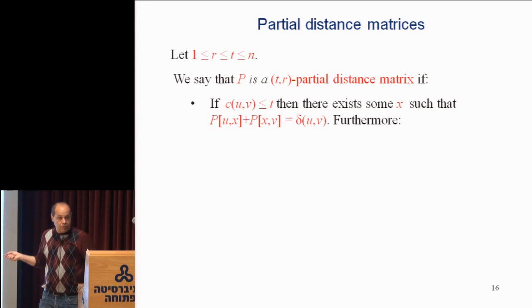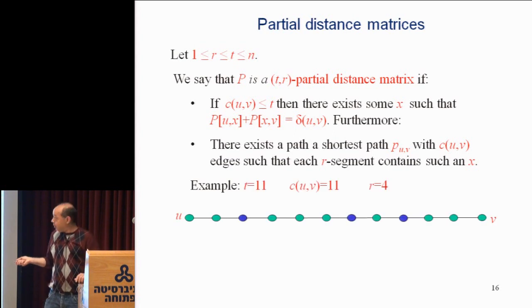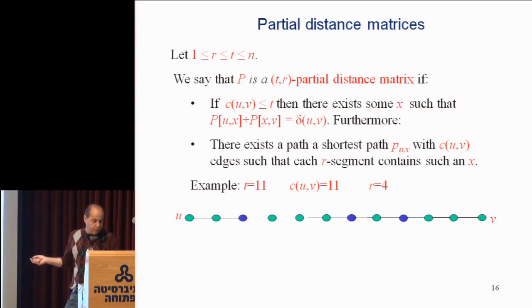We don't only want one witness, we want many witnesses. If you give me a shortest path from U to V, which realizes CUV edges, not only will it contain a witness, it will contain a witness in every R consecutive segment of the path. Here is an example. Suppose U and V have CUV equals 11, they have 11 edges on this path. If these three blue ones are witnesses, they have this property of this x here, then it works for R equals 4, because in every segment of four consecutive edges, there will be a representative witness. So this is the second requirement in this definition of partial distance matrices.